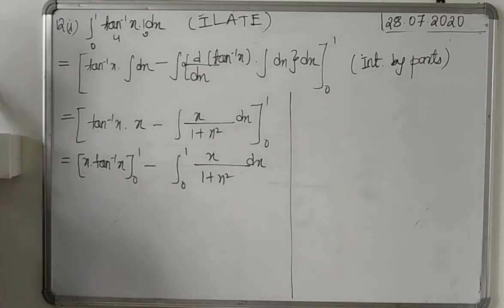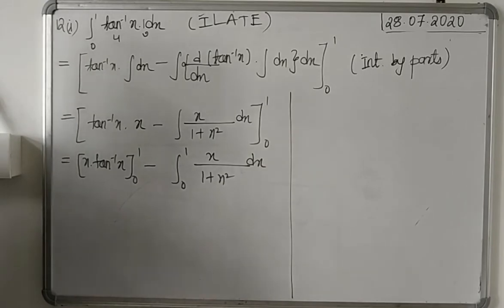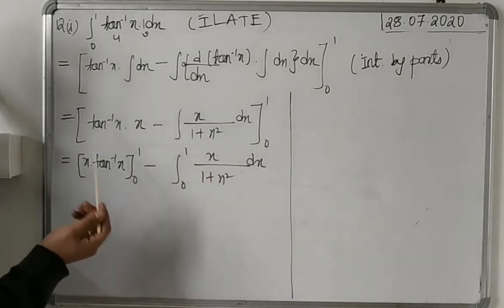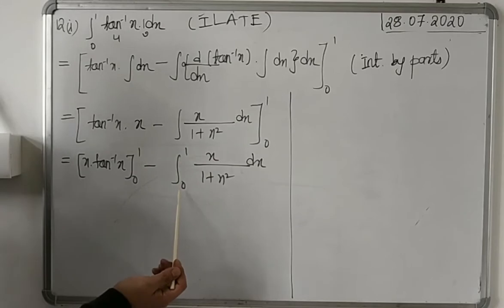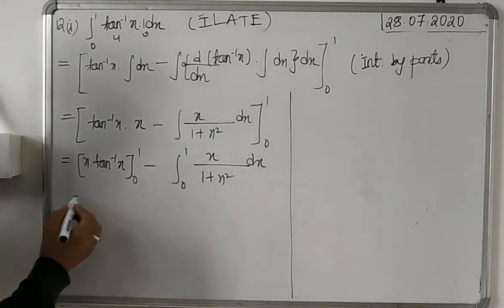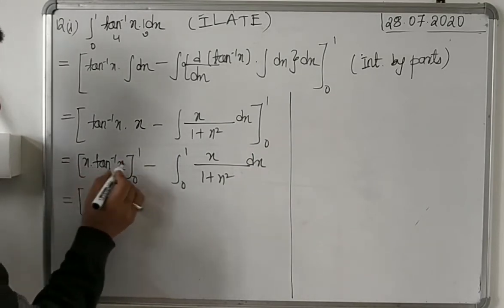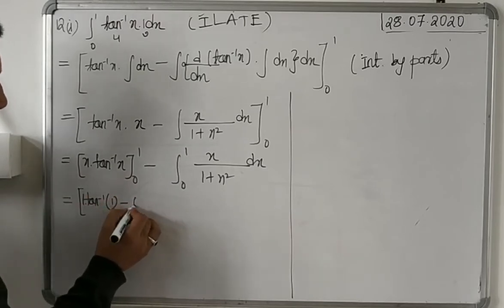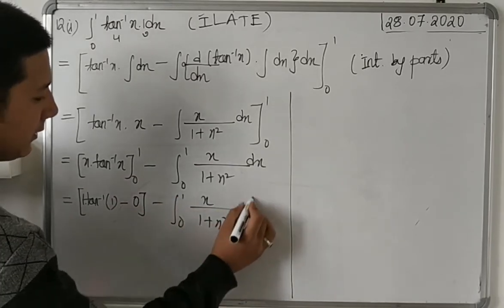Now there's a problem, what to do, because for this integral we cannot do it directly. So we'll separate the first part and the second part out here. The first part is x tan inverse x from 0 to 1, the same limits, and minus integration 0 to 1 of x by this. Okay, so first we'll solve this. When I solve this, I'll be getting, put x equals to 1, so therefore 1 tan inverse 1, isn't it? 1 into tan inverse 1 minus 0, and minus the integral from 0 to 1 of x by 1 plus x squared dx.